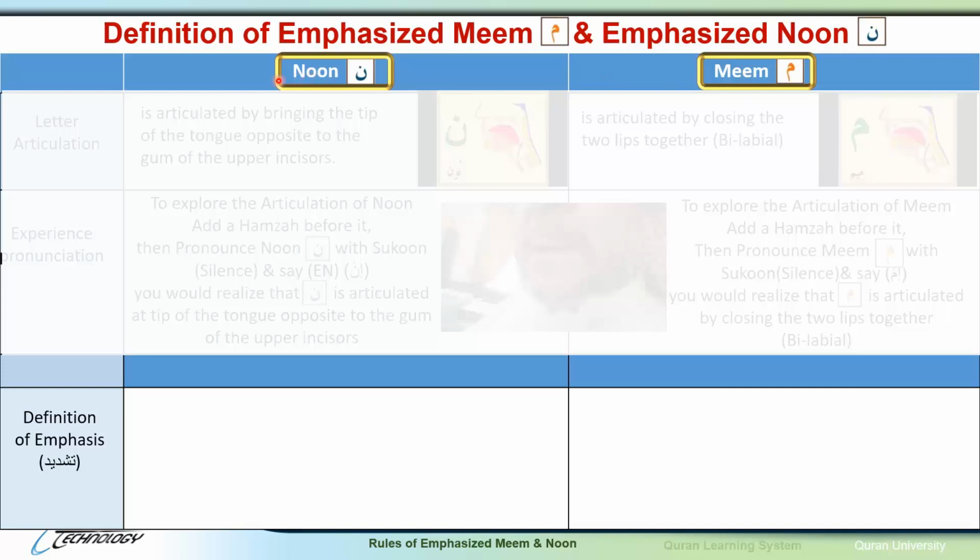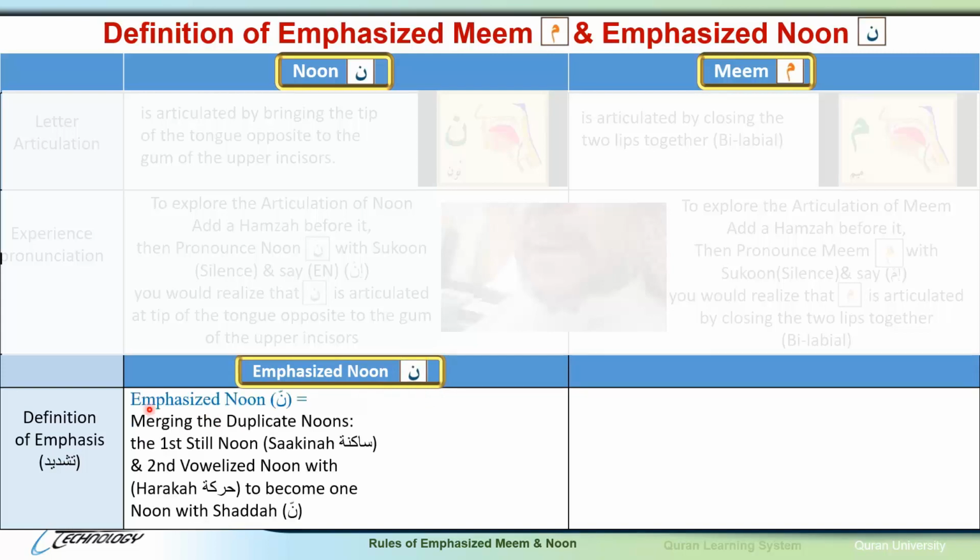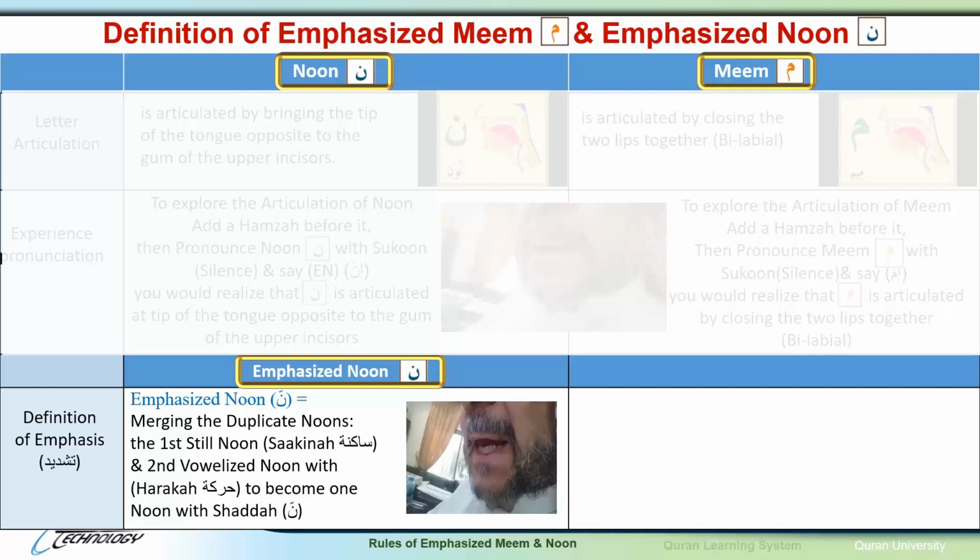And now, since we have learned how to pronounce the Noon and Meem from their oral articulation zones, being lingual or labial, let's understand what we mean by emphasis or stressing a letter, or Shuddah or Tashdeed. First, we'll look at the emphasized Noon. Emphasized Noon means that we merge 2 noons together. First one is a still Noon, Sakina. Second one is a vowelized noon with haraka, fatha or dhamma or kasra, to become one noon with shadda. This is the shadda. Inna, inna.